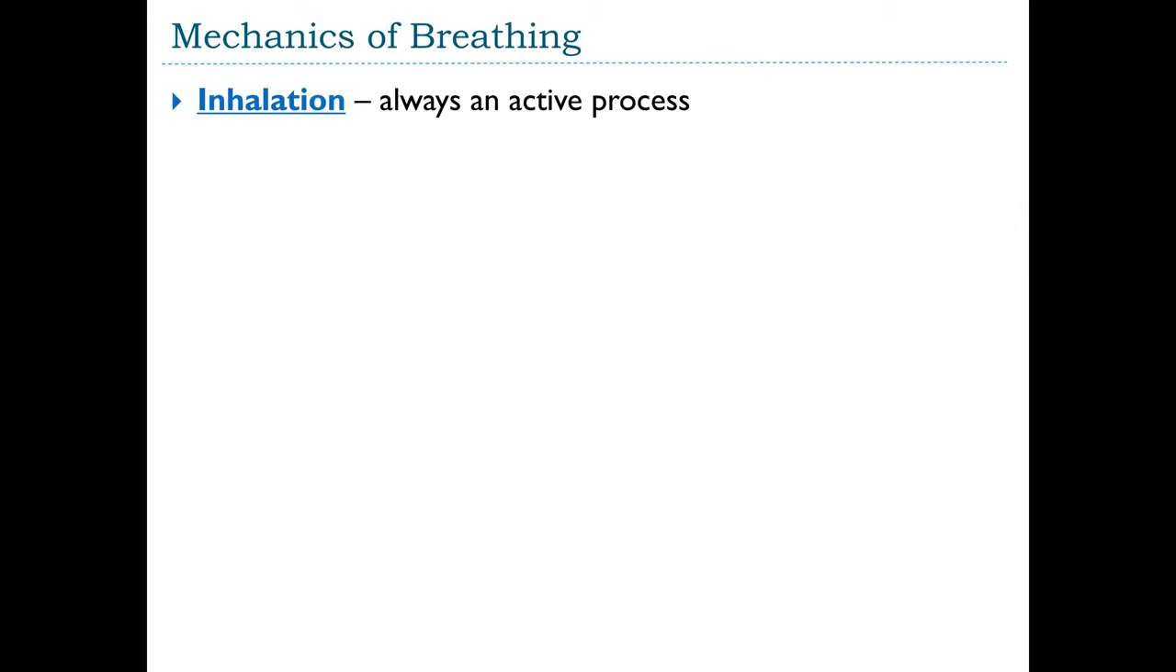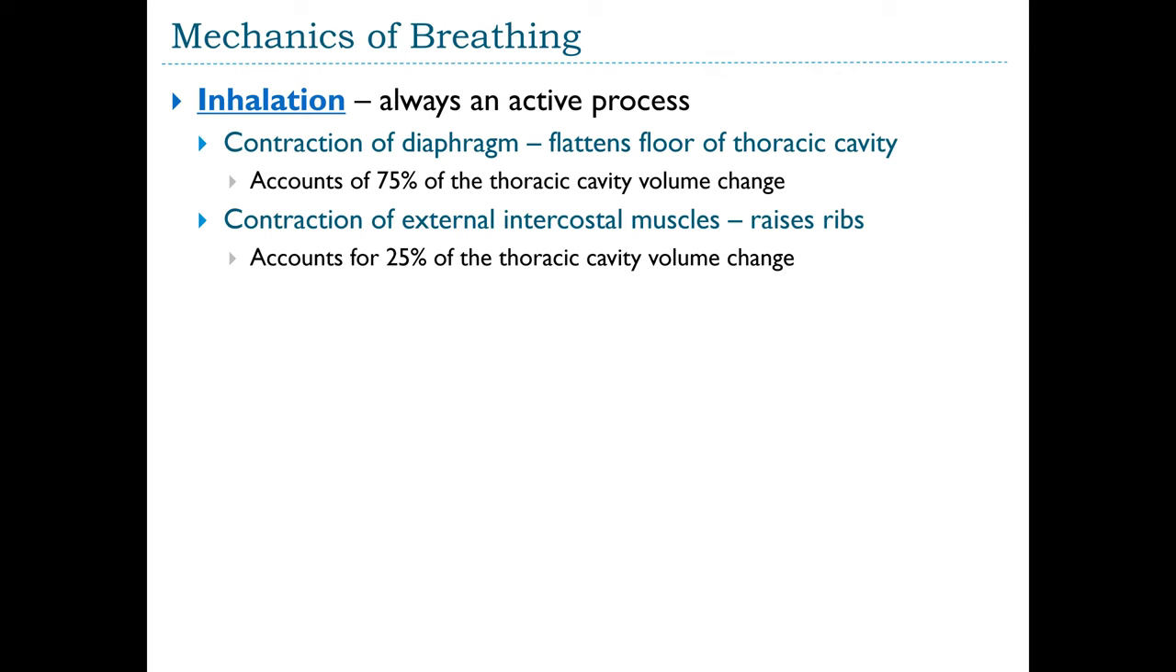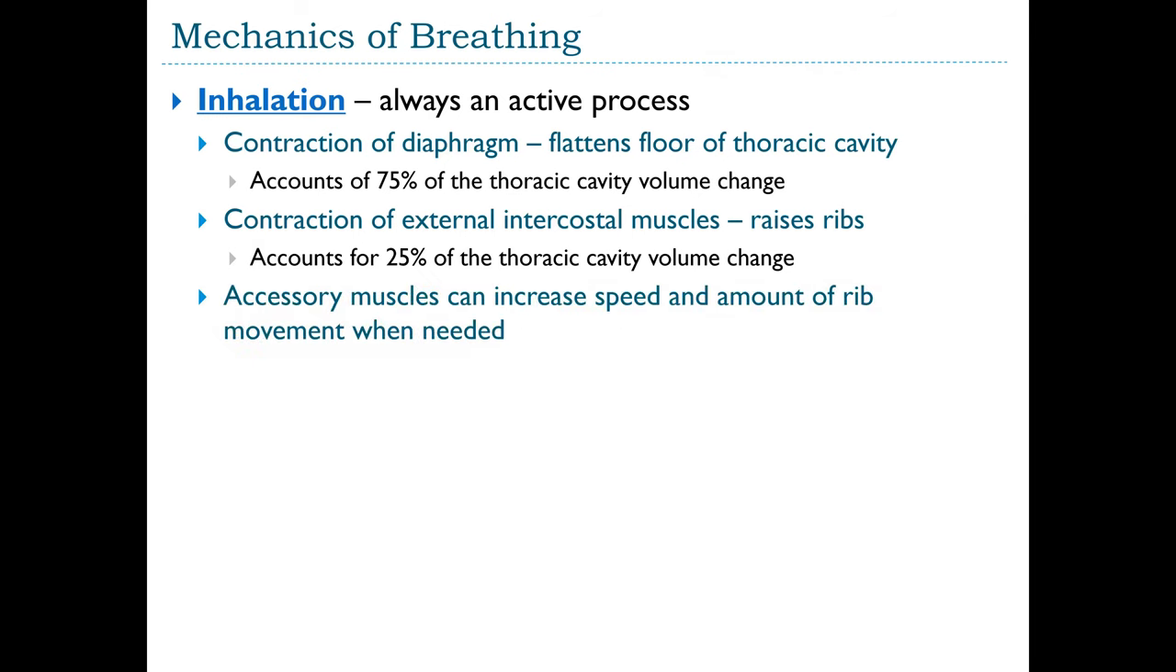So inhalation again is always an active process. The contraction of the diaphragm will flatten the floor of the thoracic cavity, and this accounts for 75% of the thoracic cavity volume change at rest. And the contraction of the external intercostal muscles will raise the ribs and the sternum. And this accounts for 25% of the thoracic cavity volume change during rest. And then the accessory muscles can increase the speed and amount of rib movement when needed.